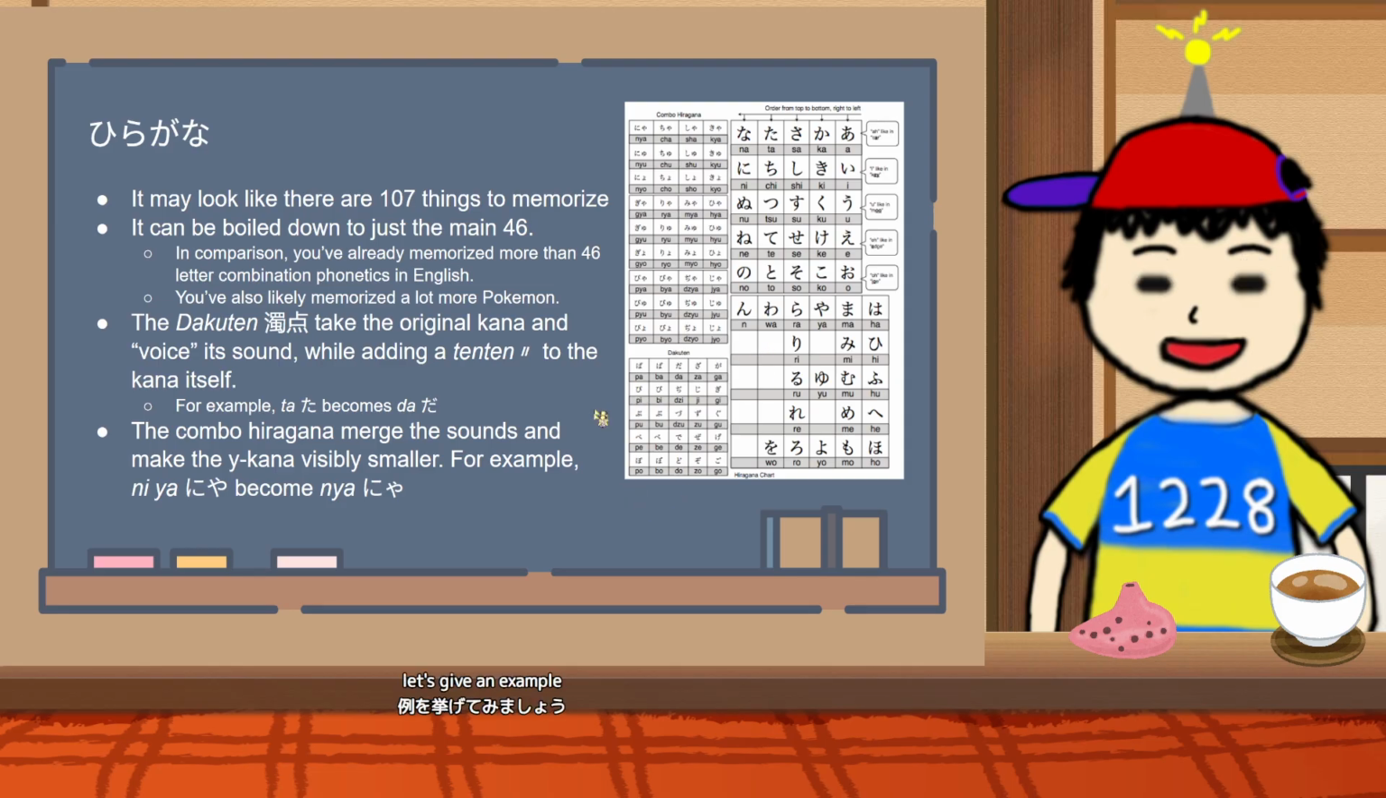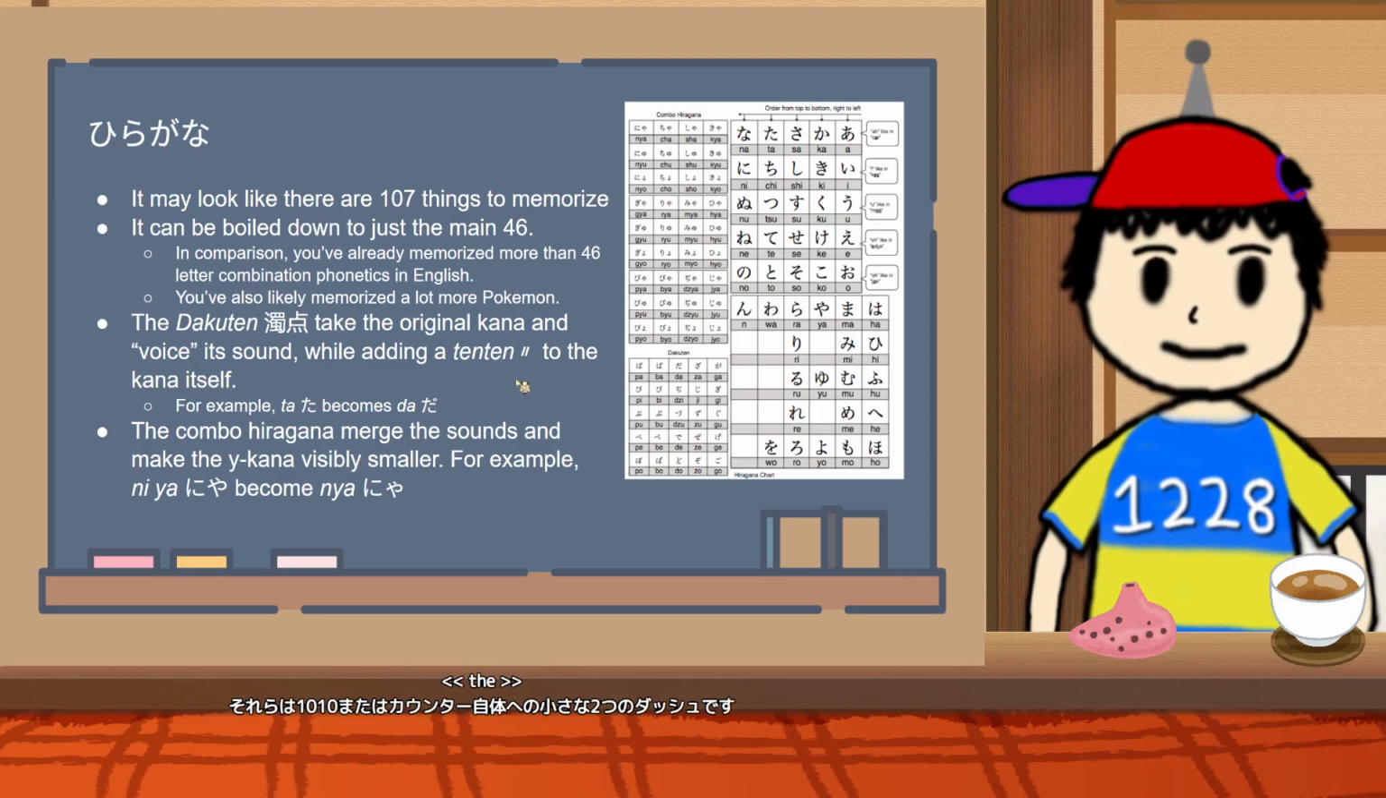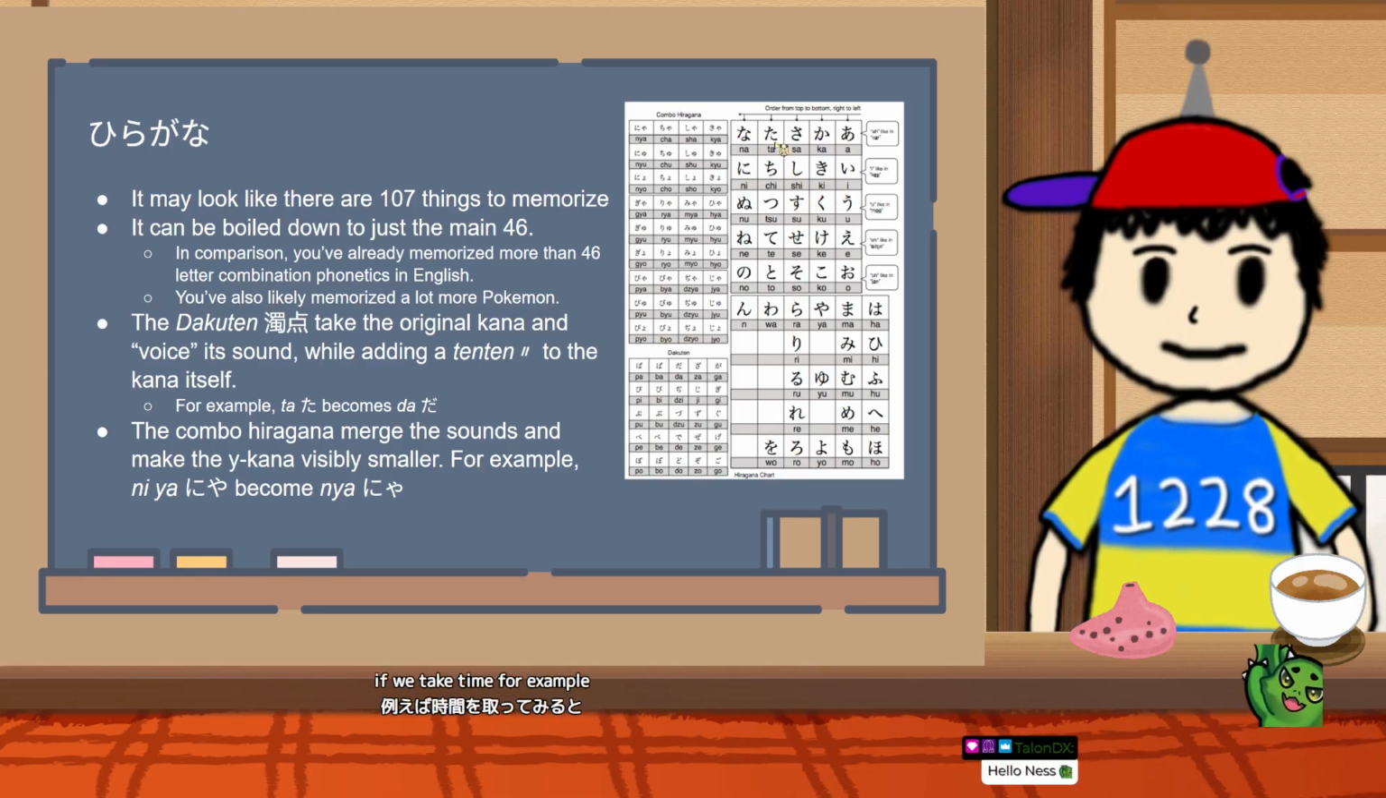The dakuten down here, they add the ten, or the little 2 dashes, to the kana itself, and they voice the kana. So if we take ta, for example, right here, ta, when you add the 2 dots to it, it becomes da.